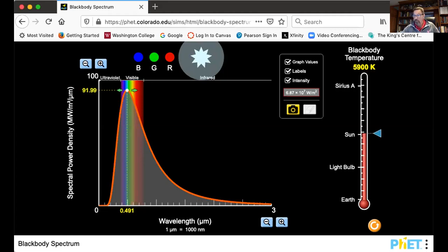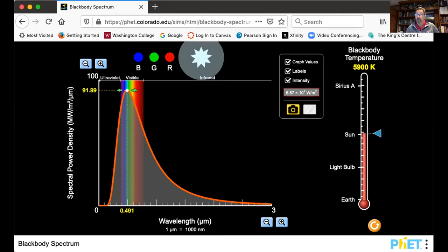So if this is power spectral density and you find the area completely under the curve, you can see you get an intensity in watts per meter squared. And for this particular case, you get 6.87 times 10 to the seventh watts per meter squared is the intensity being put out in all directions from the sun.